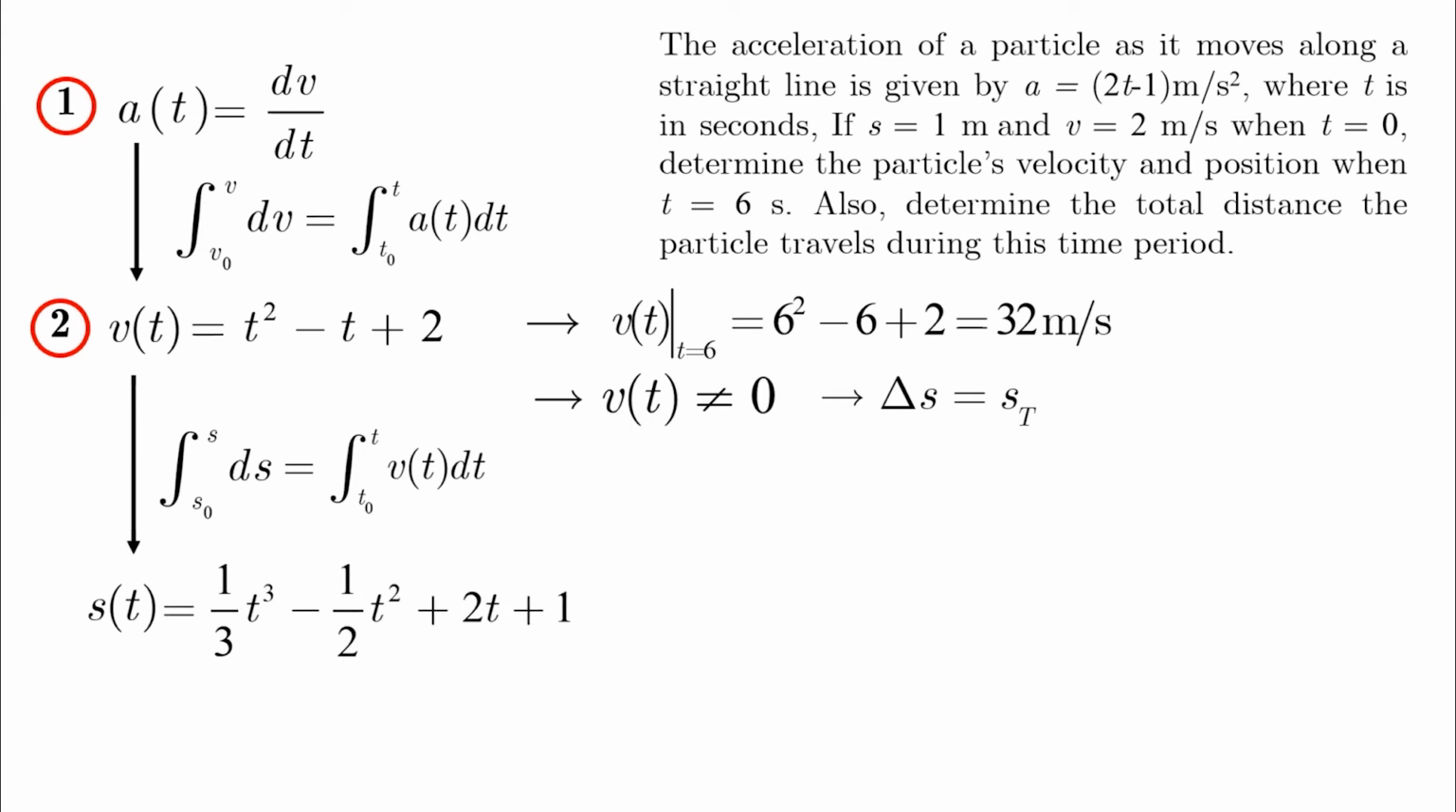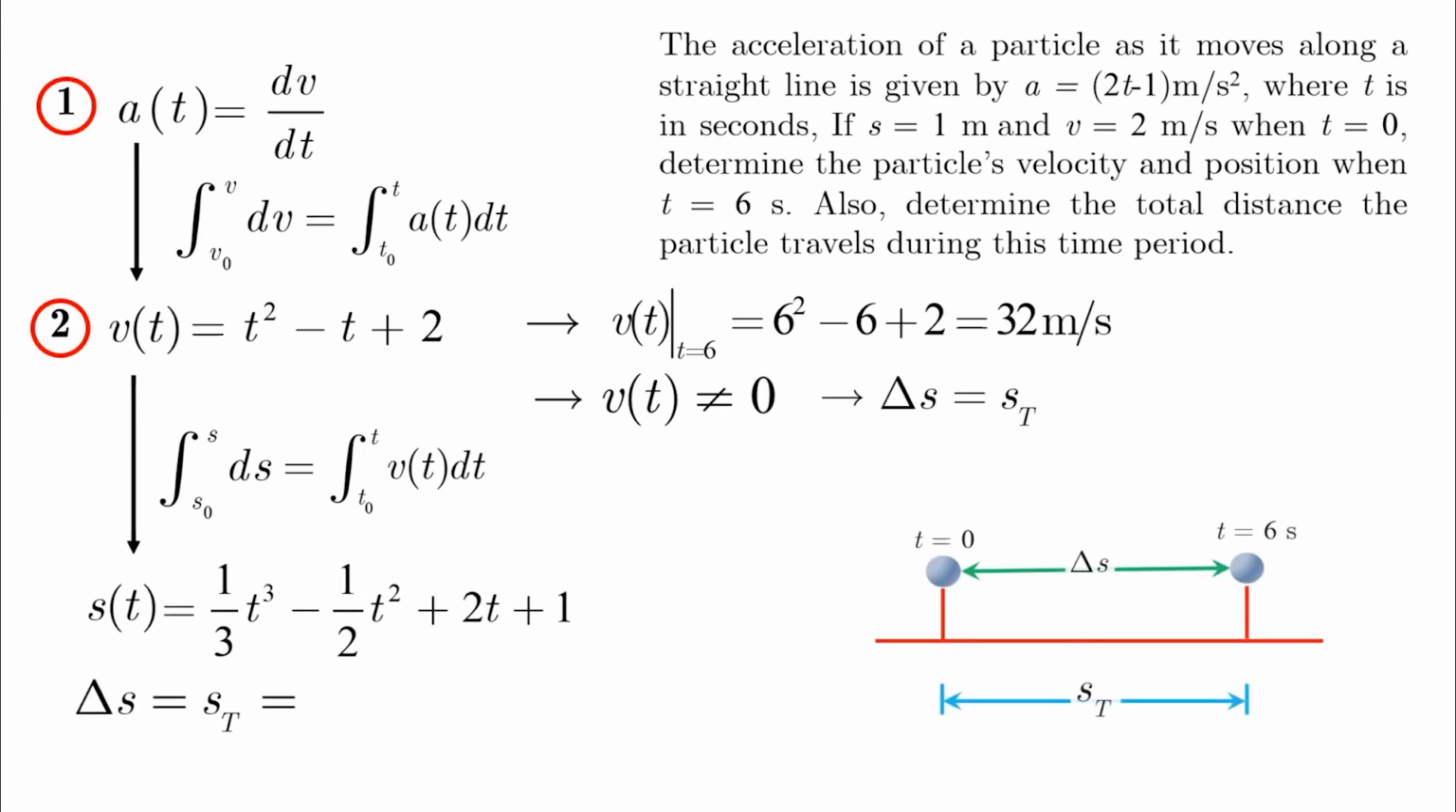And now we're ready to find the displacement, which is equal to the distance traveled, by subtracting the initial position when t equals 0 from the final position when t equals 6, which is 67 minus 1, and it is equal to 66 meters.